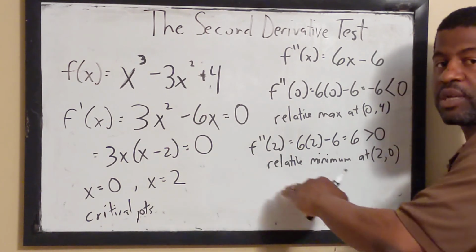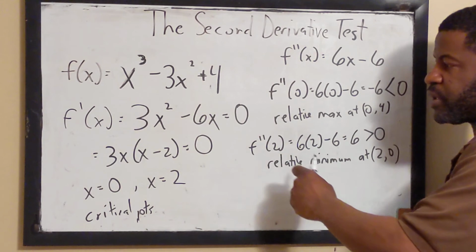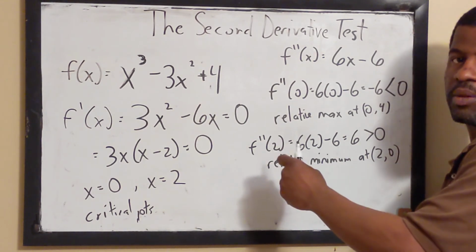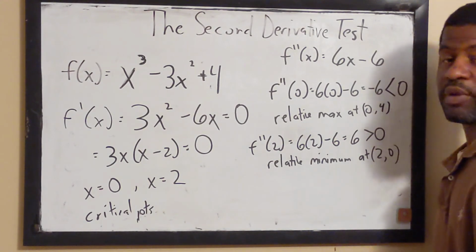We did not have to set up the number line to see if it was increasing or decreasing like we did the last time, all right? Because we're using a different test. It's a little bit faster too.